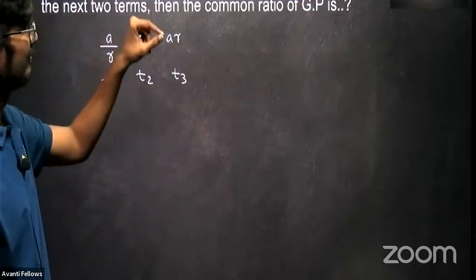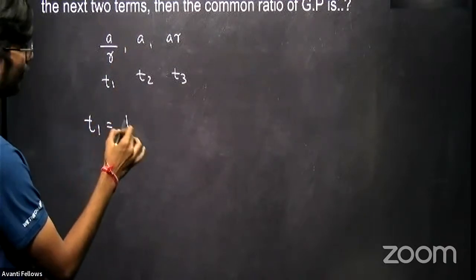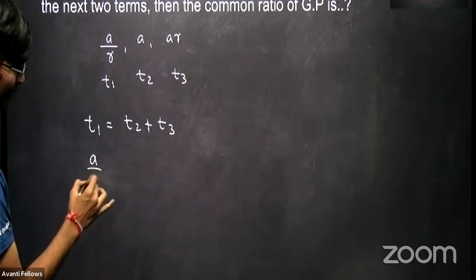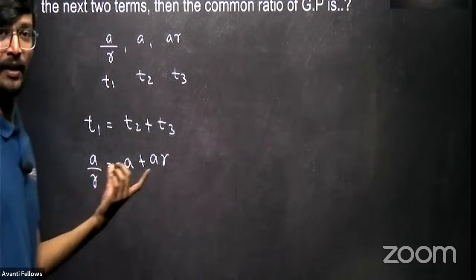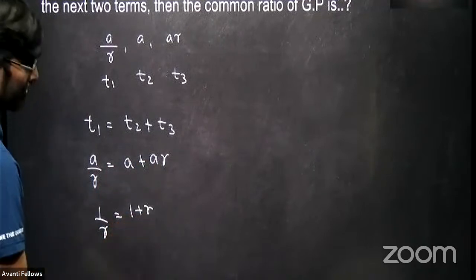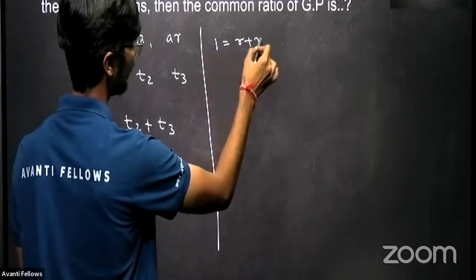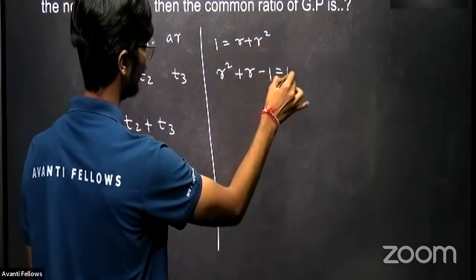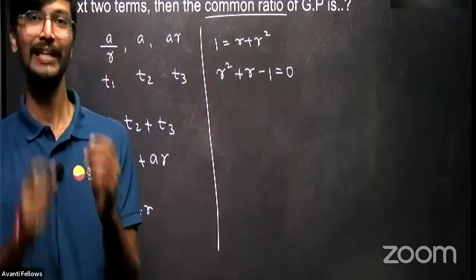What is the question saying? Any term is equal to the sum of the next 2 terms. So that means A upon R is equal to A plus AR. I can cancel out A. So I'll get 1 upon R is equal to 1 plus R. Let us cross multiply. I get 1 is equal to R plus R square. So R square plus R minus 1 equals 0. What do we have to find? The common ratio. That means R.